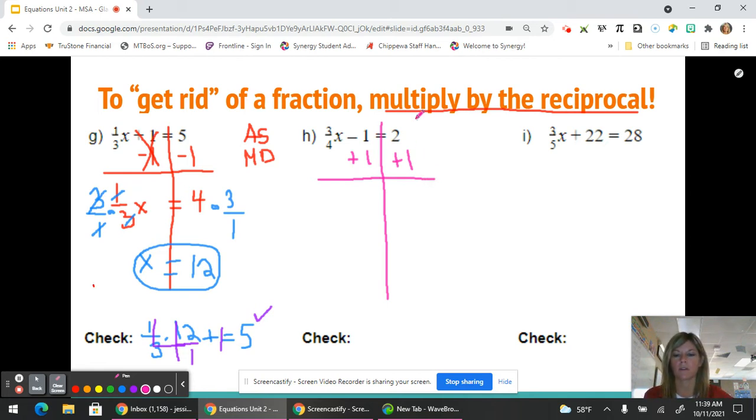So what we can do is go inside and do a little bit of work. My 1s are going to cancel. +1, -1, they drop out. I don't need that 0 anymore. But I am left with 3/4 times x, which is now equal to 3. So I've got a one-step equation left, and notice I'm taking 3/4 times x. So once again, to get rid of a fraction, we can multiply by the reciprocal. So what I'm going to do is flip 3/4, and I'm going to multiply by 4/3 on the left.